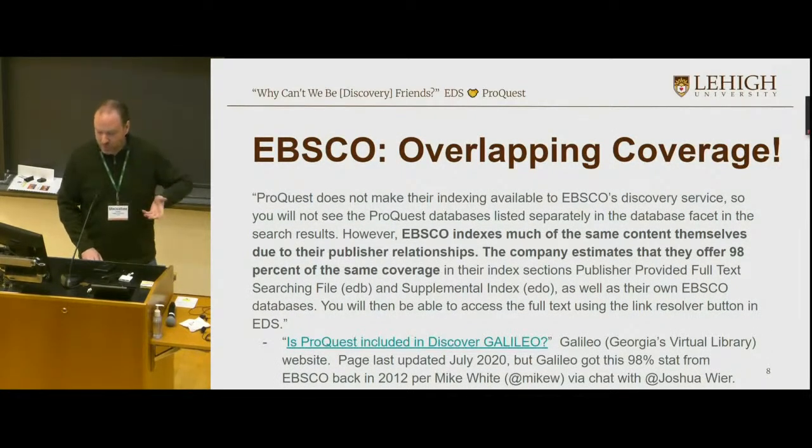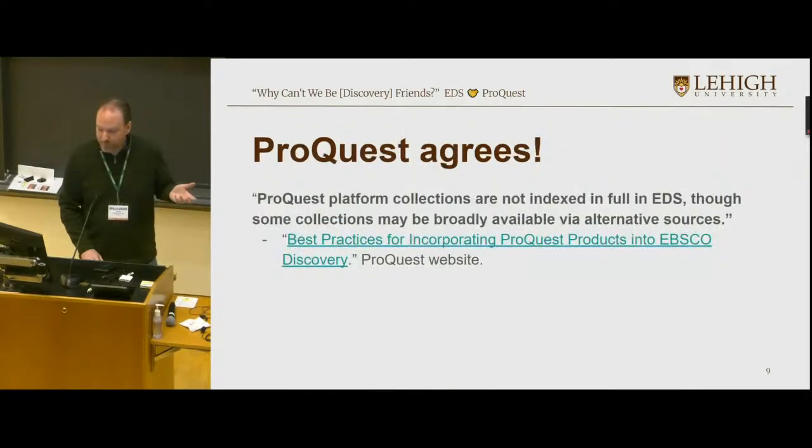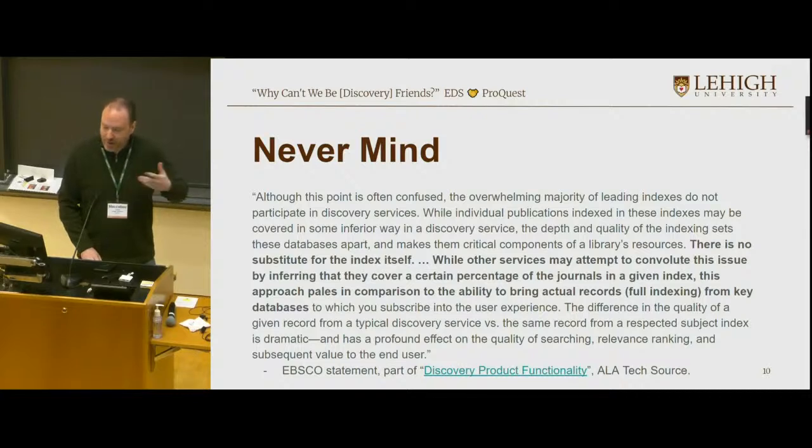EBSCO tells one of the academic libraries, well, it doesn't matter. EBSCO indexes much of the same content themselves, estimating over 98% of the same coverage. So maybe it doesn't matter. ProQuest even sort of agrees with that. Their website says not indexed in full, but some collections are available. Okay, but EBSCO also says there's no substitute for the index itself, while other services may attempt to convolute this issue by inferring they cover a certain percentage of the journals. Don't believe it, doesn't matter.